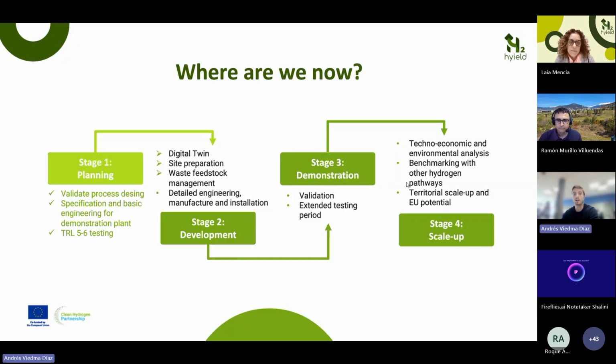Right now, we have gone through stage number 1 already, and we are on stage number 2, working on our digital twin, site preparation, waste feedstock management. Basically, that's where we are right now. So we still have some work to do ahead of us, but it's going pretty well, and we are working really hard for it. I hope we can get to stage number 4 soon.